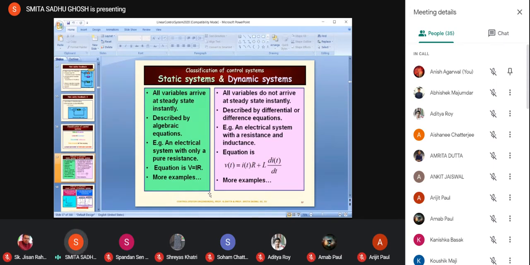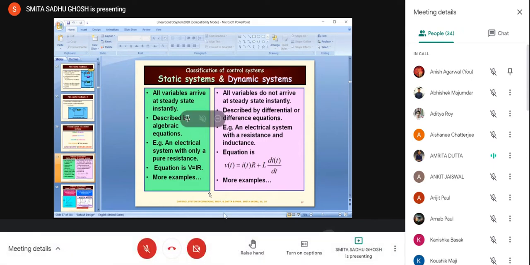On the other hand, if I were to name a static system from the mechanical domain, static system means that you would be able to describe the system itself by only using algebraic relations, and you would find that the variables arrive at the steady state instantly. Can somebody try to give me an example of a static system from the mechanical domain?